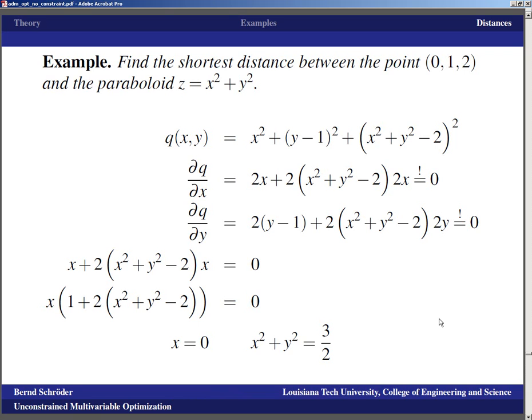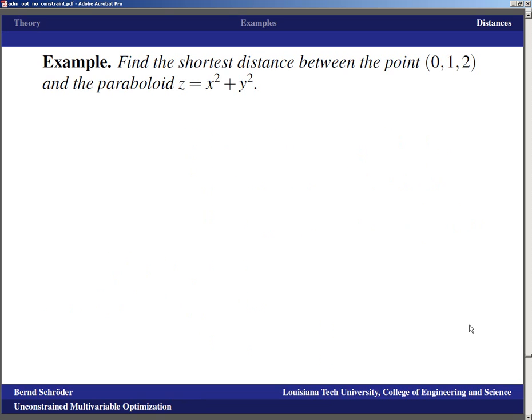And what we're going to do now is we're going to solve this system of equations first in the situation when x is equal to 0, and then in the situation when x squared plus y squared is equal to 3 halves. So let's go ahead and solve this thing. I think we are first going to consider the case that x is equal to 0.